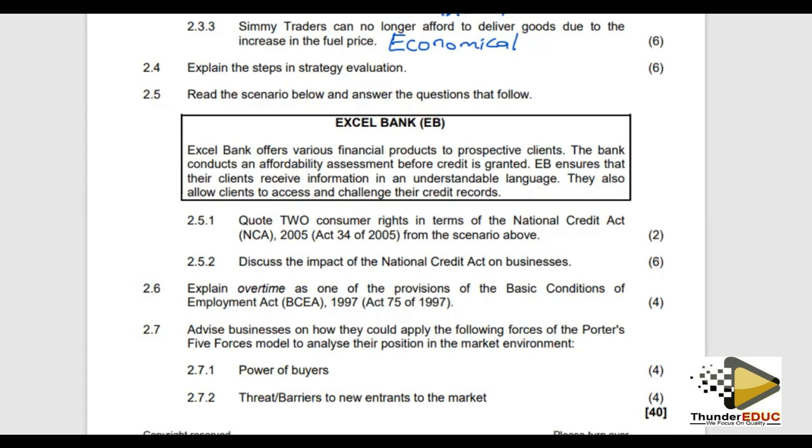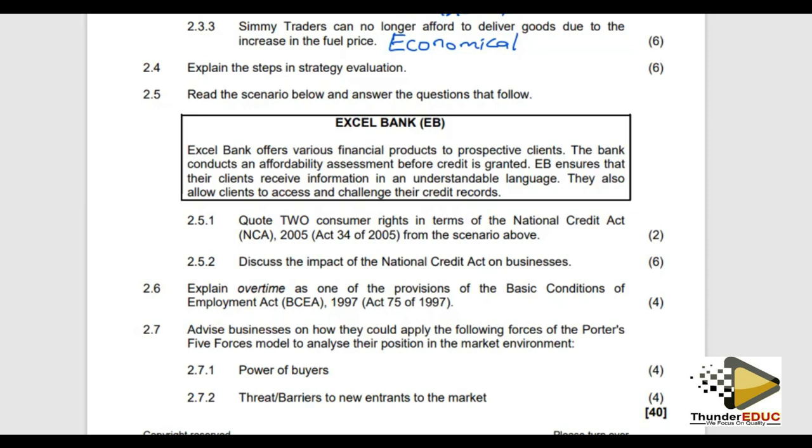So now, the first question goes, which is 2.5.1. It does go, quote, two consumer rights in terms of the National Credit Act 44 of 2005 from the scenario above. So here I'm going to first talk of a word quote, then from there I'll come to National Credit Act. So now a word quote, if the question requires you to quote, the expectation is that you just go straight to the given scenario or the given information, then you take those sentences exactly the way they appear. You don't adjust up, you don't adjust down. So in that regard, you would have quoted according to the expectation of a question.